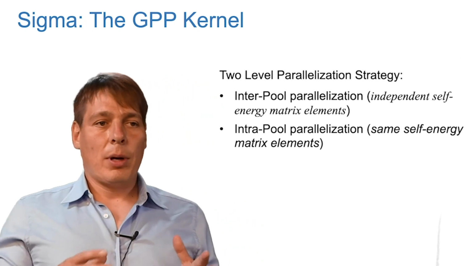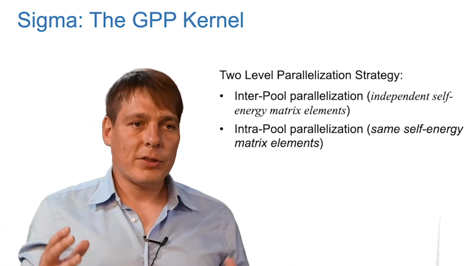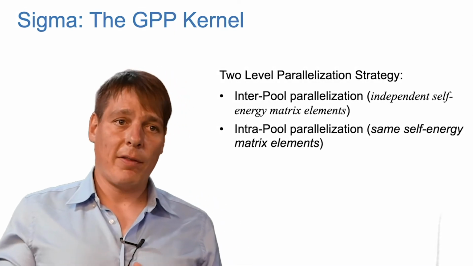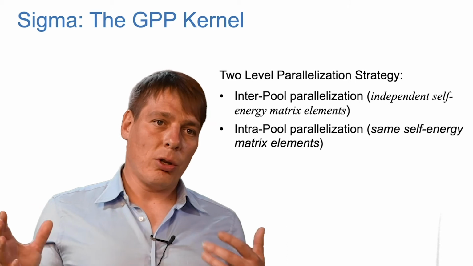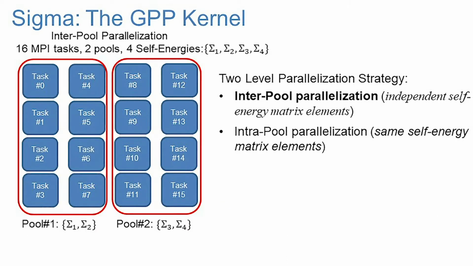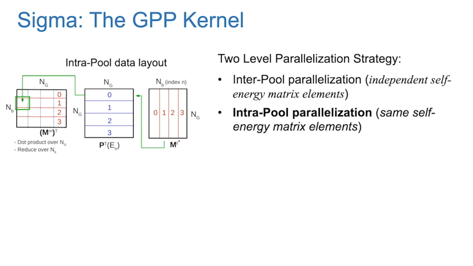So for sigma, we need to evaluate a set of self-energy matrix elements. And in sigma, we actually employ a two-level parallelization strategy. So the total number of MPI tasks is divided into pools of processes, which is what we call the interpool parallelization. And each of these pools is working independently on a subset of self-energy matrix elements. The data layout of the interpool parallelization is shown here.